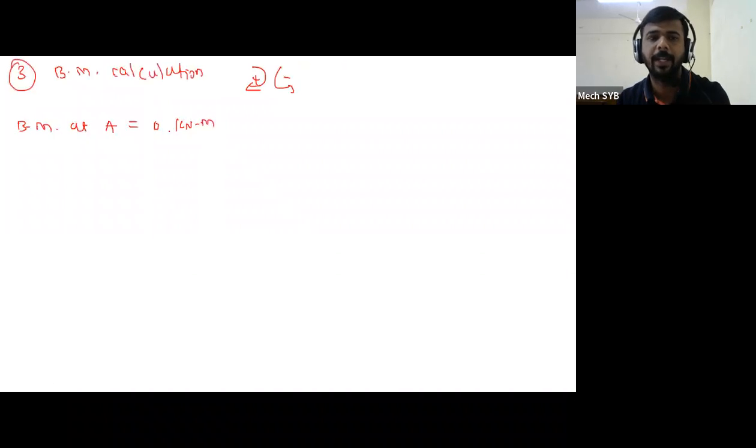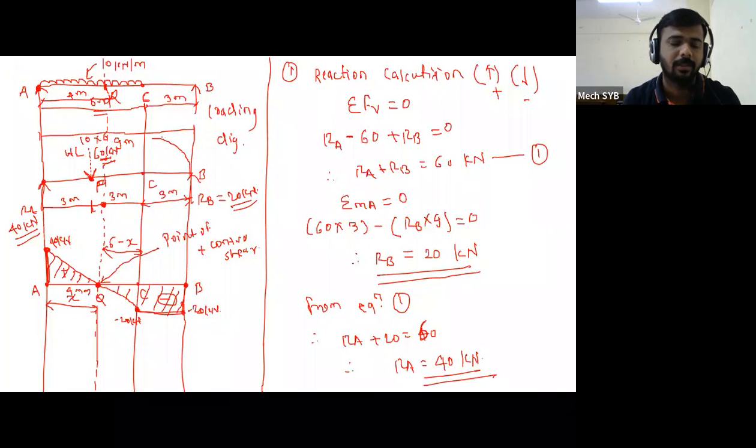Then bending moment at the next point. Take bending moment calculation initially for our original points. What are our original points? Point A, point C, and point B. After point A, directly we have to take the bending moment at point C.